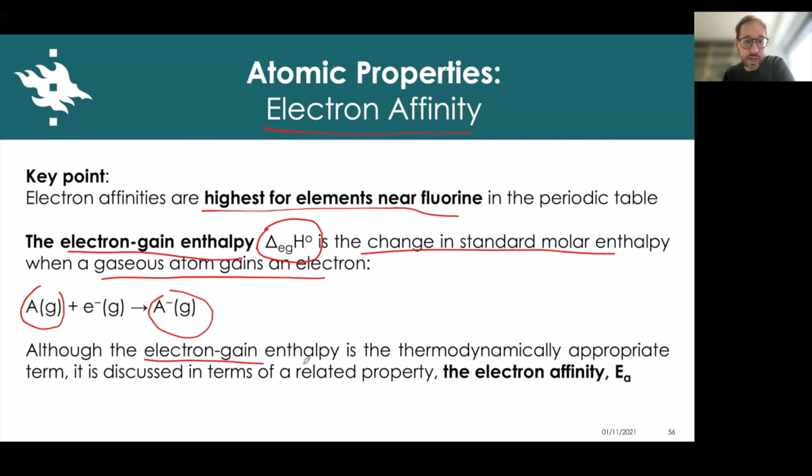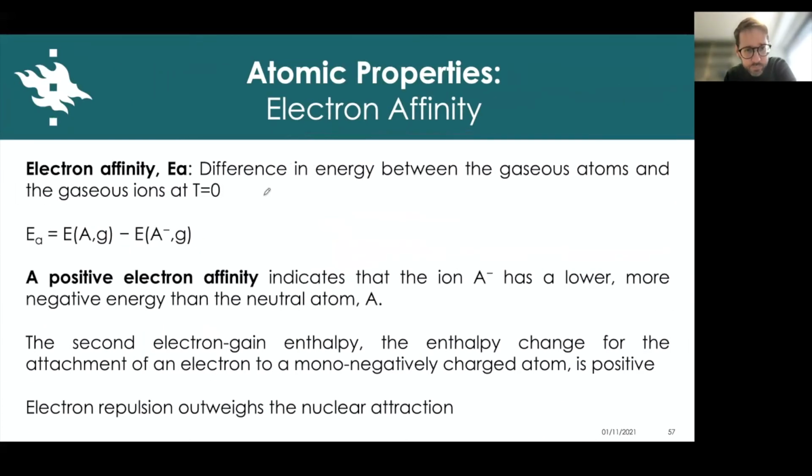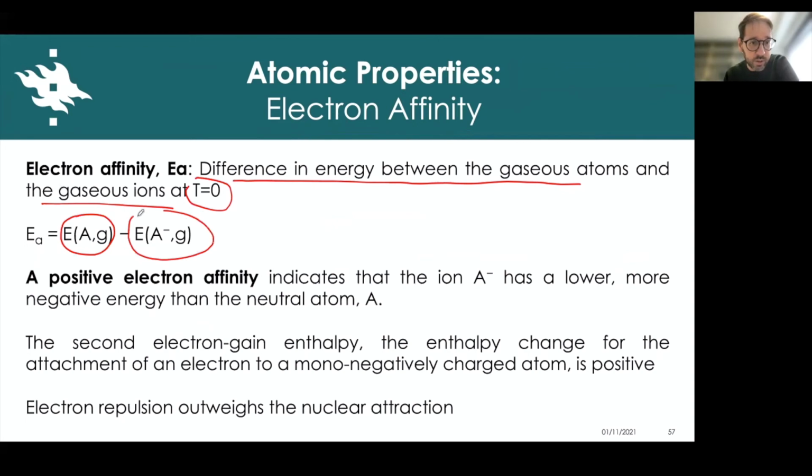Although the electron gain enthalpy is the thermodynamically appropriate term, normally this atomic property is described or discussed in terms of a related property, which is the electron affinity. The electron affinity is defined as the difference in energy between the gaseous atoms and the gaseous ions at a temperature of 0 Kelvin. So it's the difference in energy for the neutral atom relative to the anion.